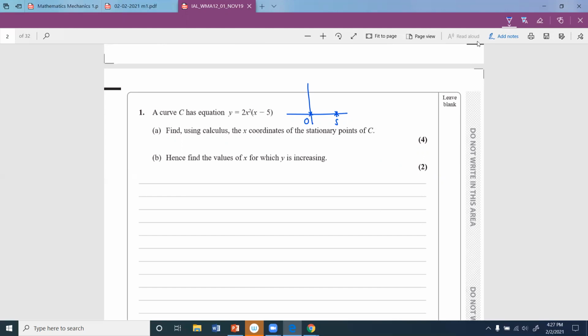I just draw this. It's a cubic graph with a positive coefficient of x cubed. Therefore, you can see the graph becomes somewhere like this. That is just excess information, it's not relevant for this.